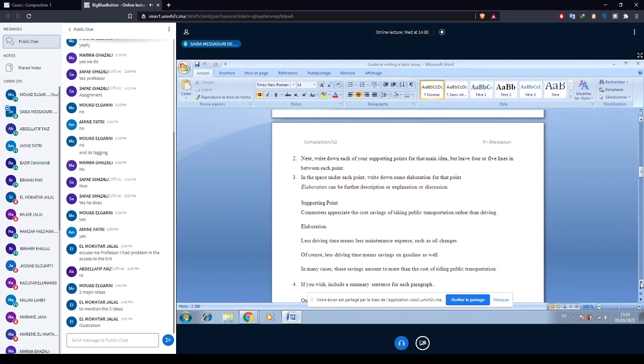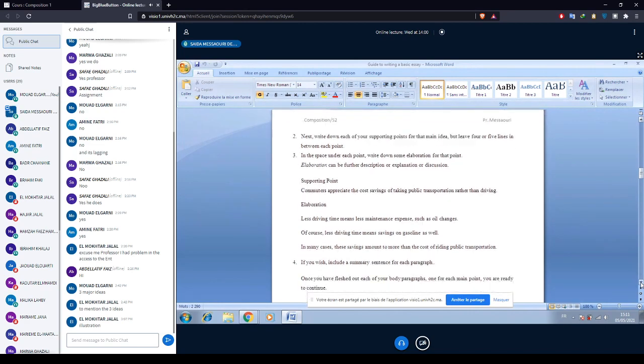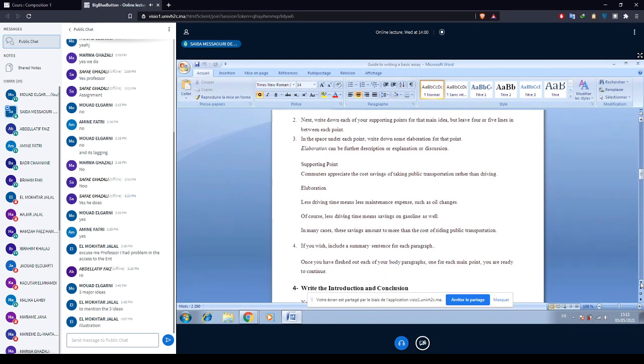Elaboration: less driving time means less maintenance expense, such as oil changes. Of course, less driving time means saving on gasoline as well. In many cases, these savings amount to more than the cost of riding public transportation. See how you can elaborate the point of public transportation?